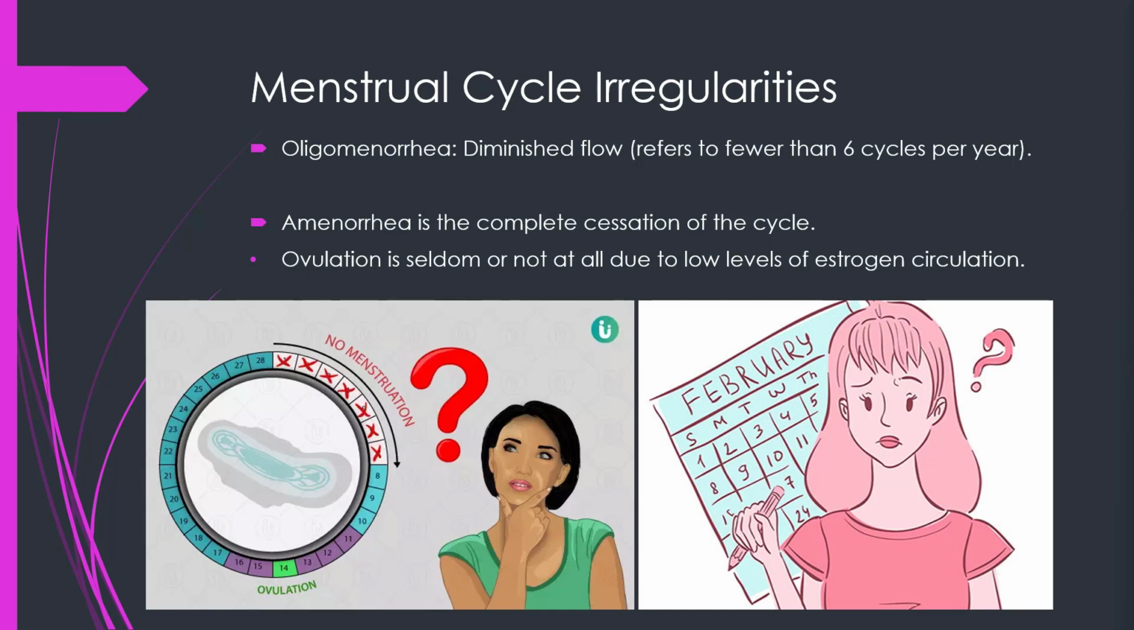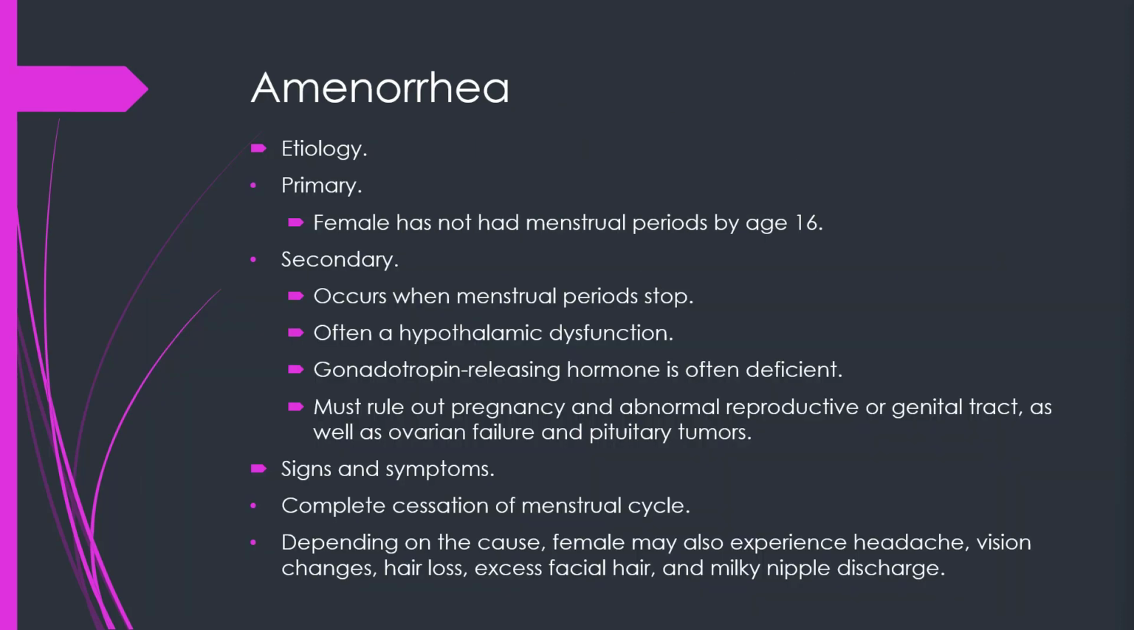Hypomenorrhea is a diminished flow. Oligomenorrhea refers to fewer than 6 cycles per year. Amenorrhea is the complete cessation of the cycle. Ovulation is seldom or not at all due to low levels of estrogen circulation. Amenorrhea can have 2 causes, either primary or secondary. Primary amenorrhea occurs if a female has not had a menstrual period by age 16.